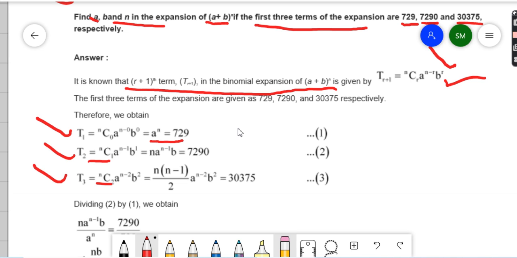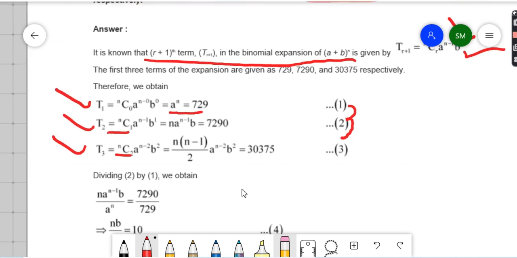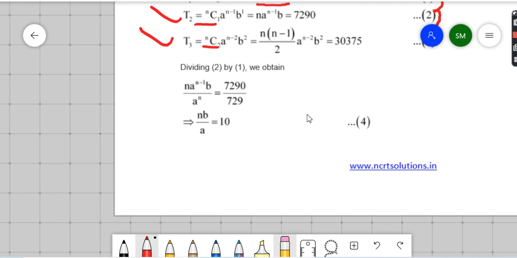The third term is 30375. Now the sum is not difficult. Just solve equations 1, 2 and 3. Now you can take a ratio, say equation number 2 divided by equation number 1. So you will get N A^(N−1) B upon A^N, and if you further simplify, you will get NB upon A is equal to 10. This is my equation number 4.